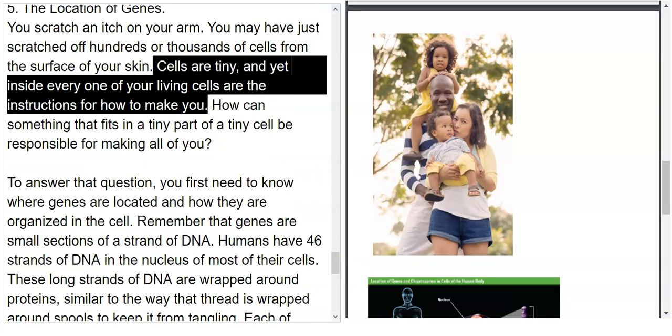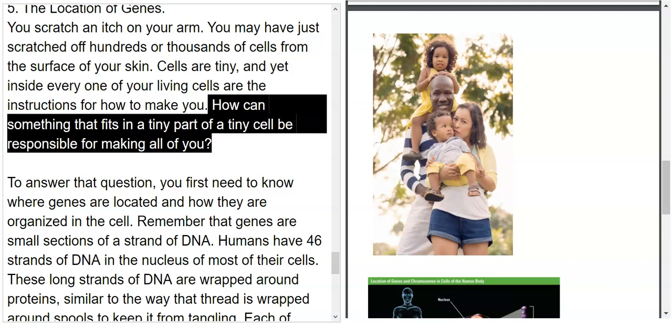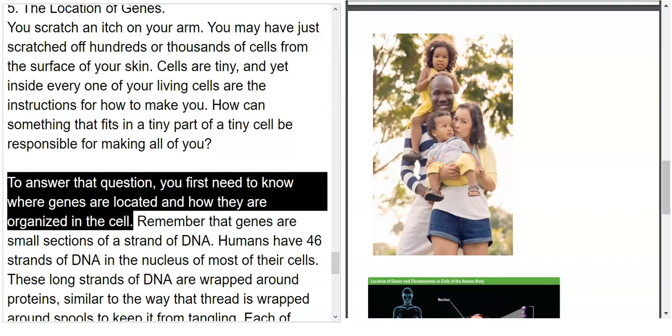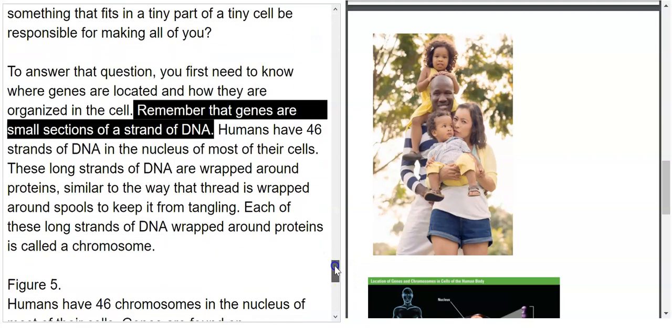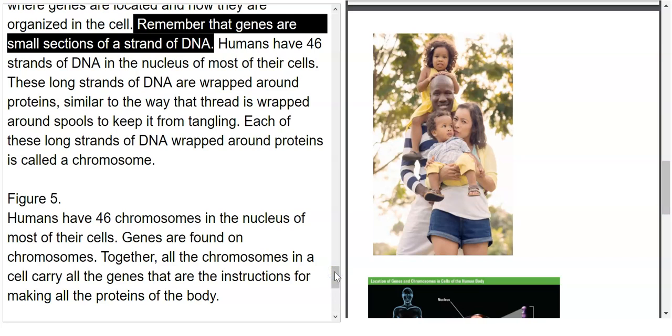Cells are tiny, and yet inside every one of your living cells are the instructions on how to make you. Now understand that: one skin cell has all the instructions necessary to make you. Wow. How can something that fits in a tiny part of a tiny cell be responsible for making all of you? To answer that question, you first need to know where genes are located and how they are organized in the cell. Remember that genes are small sections of a strand of DNA.